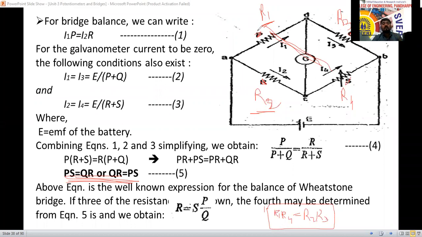But R1's opposite side should connect to R4 only. It should connect here. Any doubts here? This is the final equation.